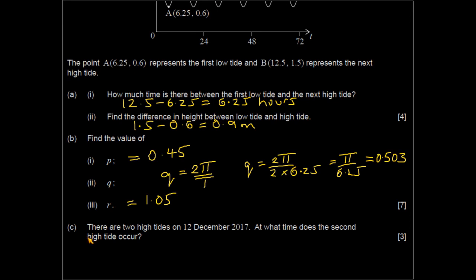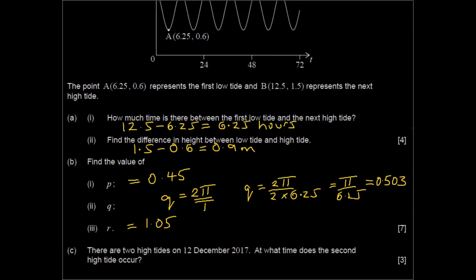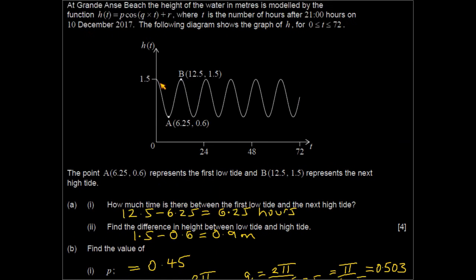Okay, so looking at part C, it says there are two high tides on the 12th of December 2017. At what time does the second high tide occur? So if we go back to our graph, we can see the high tides here. So this is the first high tide, second one, third one, fourth one, fifth one, sixth one, etc.